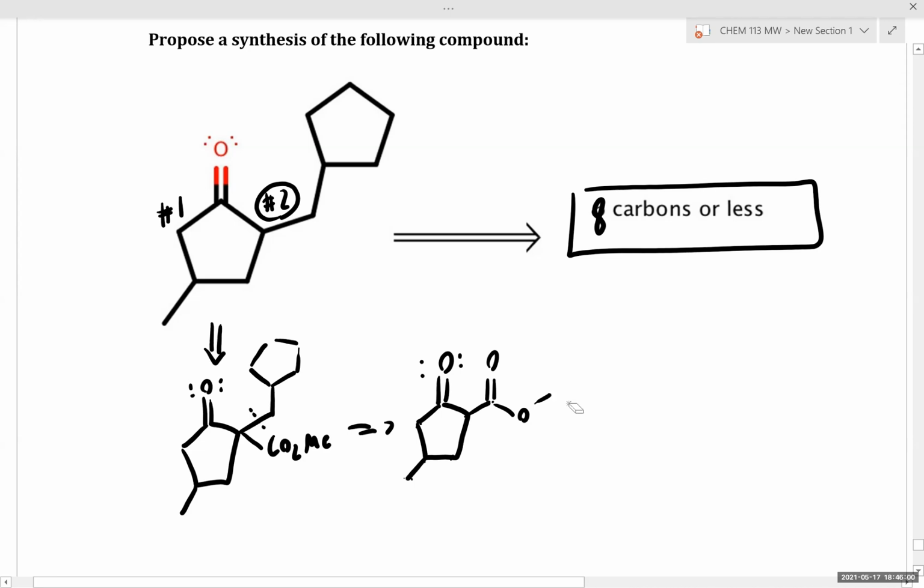No, the ethyl ester has 9 carbons. The methyl ester has 8. So we're in the 8 carbon limit, so we're good to go. The ethyl ester is fine from a reactivity perspective, but it just doesn't match the limitations of our problem.